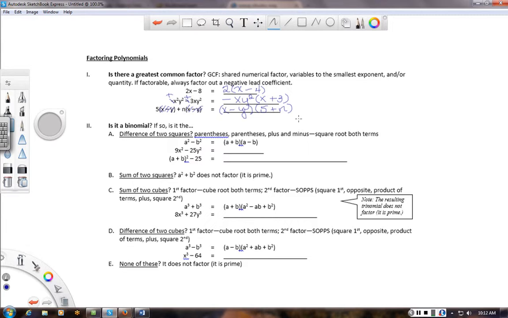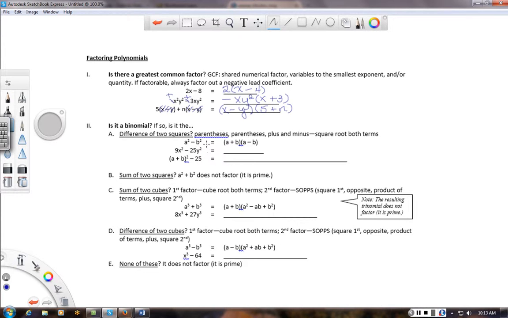One of the little keys that we can look for is to look at the power on n. If it has a power of 1, it could be done. So it gives us a little bit of confidence knowing that it probably doesn't factor down any further. All right, let's go on and look at our binomials. On the binomials, you can see there are several different patterns that we need to consider here. So let's take a look at our first pattern.